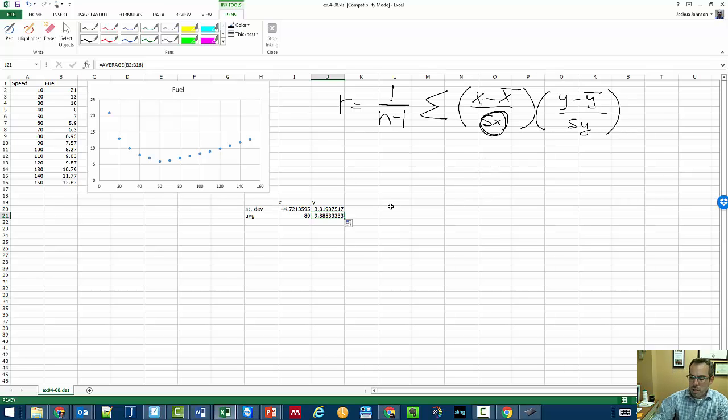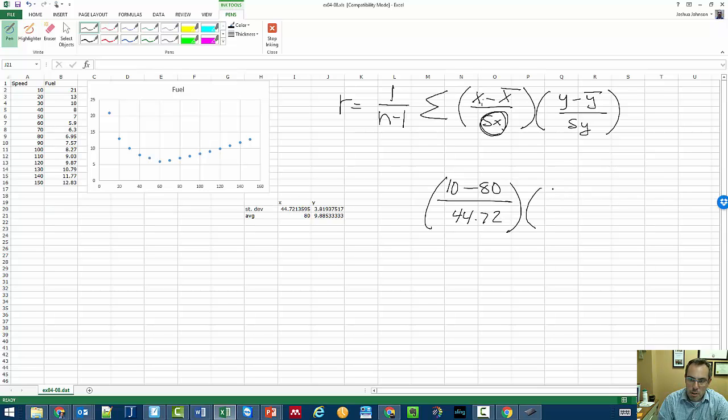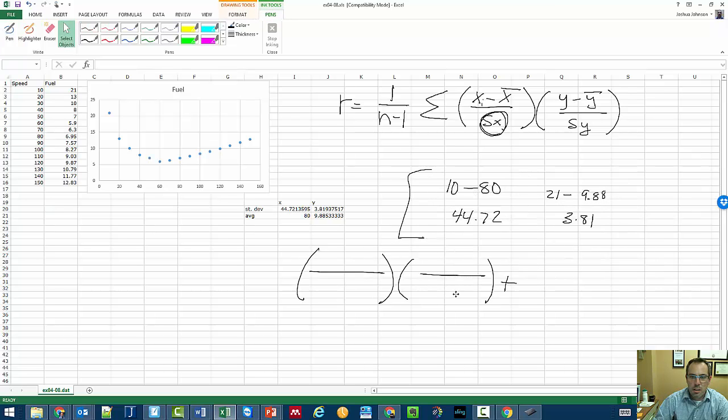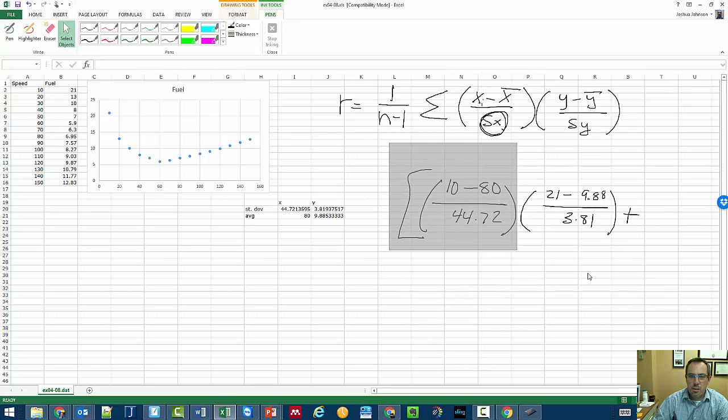So I would need to take each x variable, all right, and let me get my pen back out. I have to take each of these x variables, so like 10, and I would have to subtract the average, and I would divide that by the standard deviation of x. And I would have to do that for every single one of these and multiply it by the y. So I'll start with the y variable. So I would have 21 minus its average, which is 9.88, and then divided by 3.81. And I would take that and I would add it to the next one. So the next one, I would end up, and let me move these over here. Whoops, that's weird. See if we can't grab all of it.